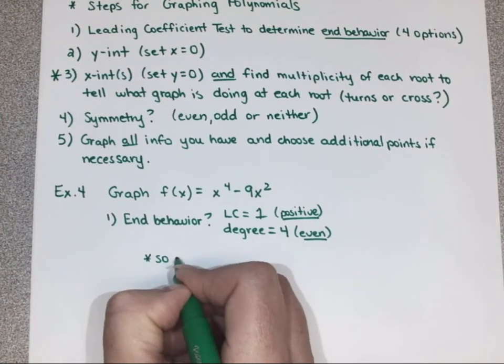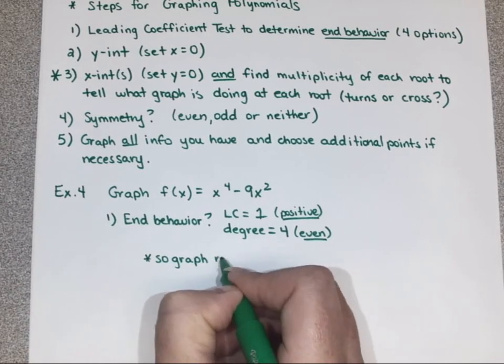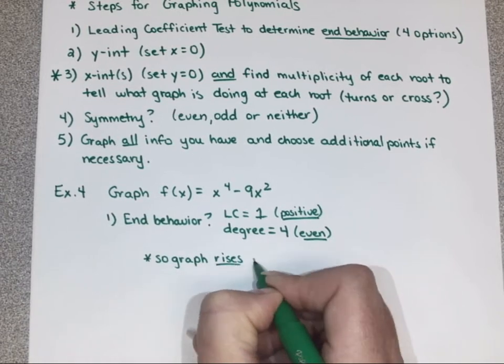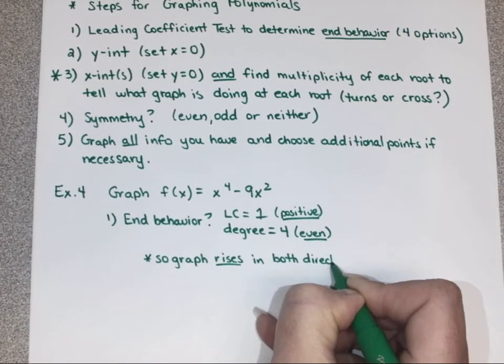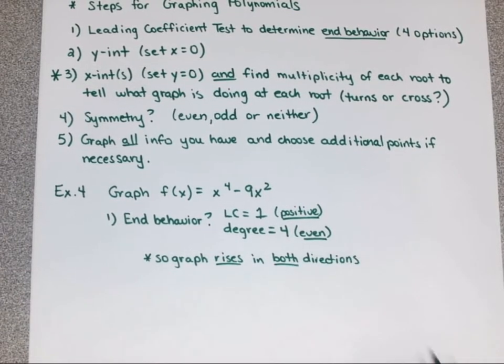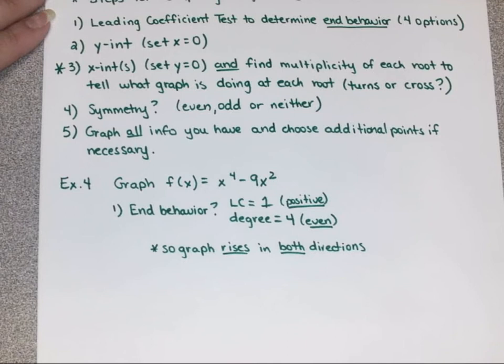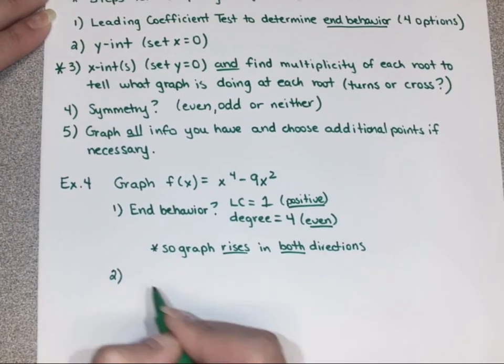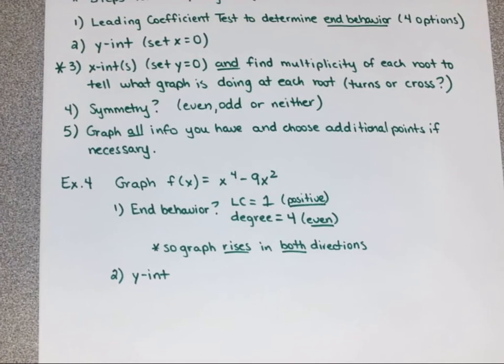So what is the graph going to do since it's even and positive? Yeah, it rises in both directions. It goes up in both places, to the left and to the right. So that's what the graph looks like on the ends. Now let's look at the y-intercept.